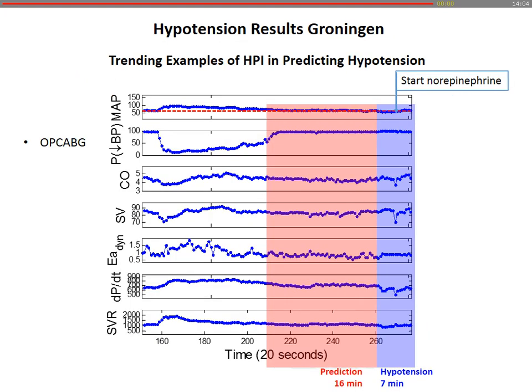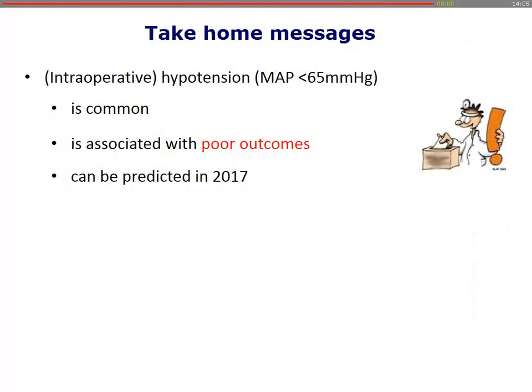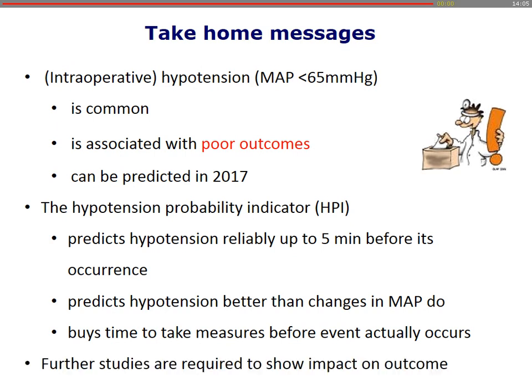Okay. So in conclusion, these are just other examples, my take-home messages. I told you that intraoperative hypotension, defined as mean arterial pressure below 65, is very common and is associated with poor outcomes, and it can be predicted with the hypotension probability indicator, which can predict hypotension reliably up to 5 or 10 minutes before the hypotension actually occurs. It predicts hypotension better than changes in mean arterial pressure do. It buys time to take measures before the event occurs.